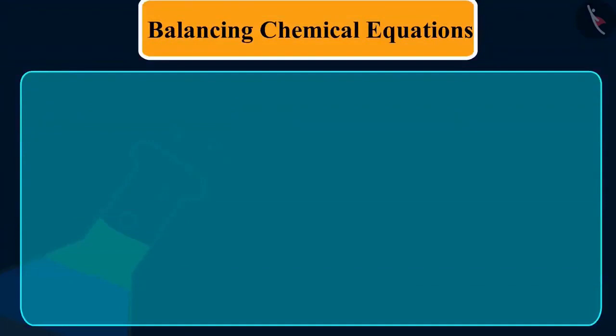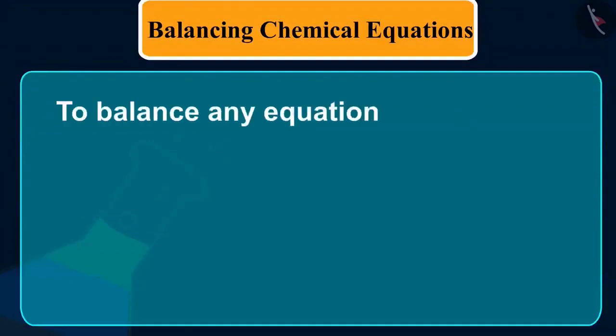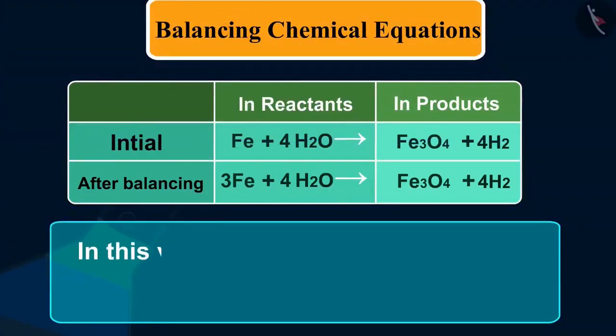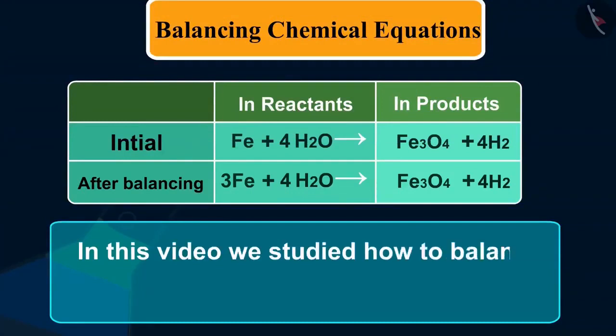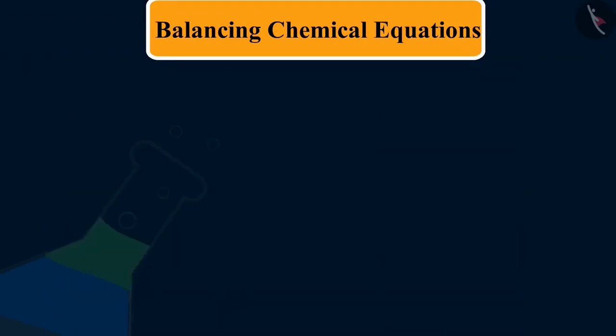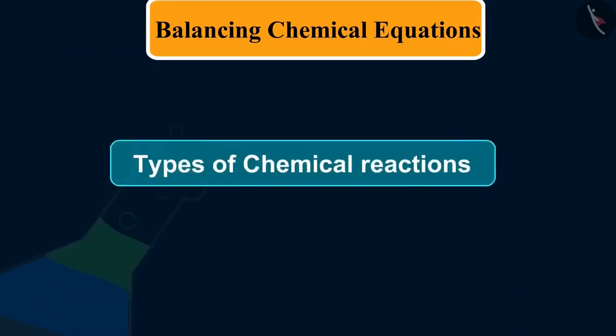Friends, remember, to balance any equation, first the metal, non-metal, then oxygen and hydrogen have to be balanced. We hope that with this trick, you will be able to easily balance the most difficult equations. So friends, today in this video, we studied how to balance the chemical equation. In the next video, we will learn about the types of chemical reactions.